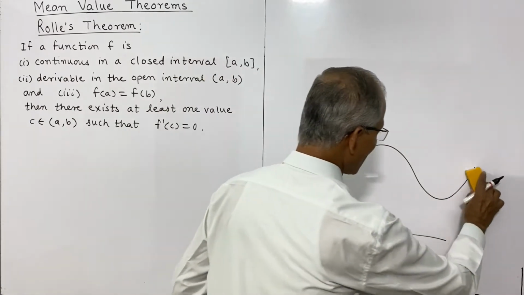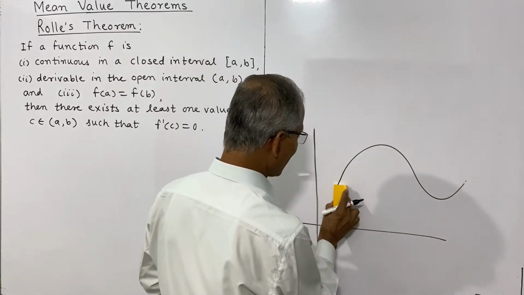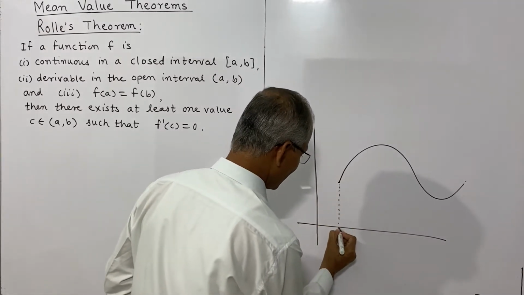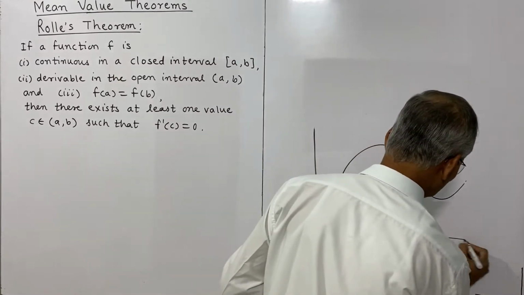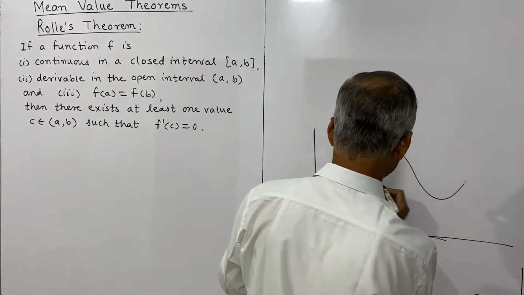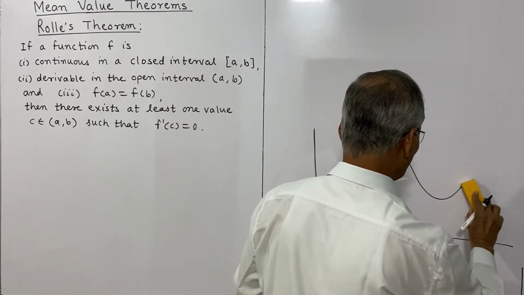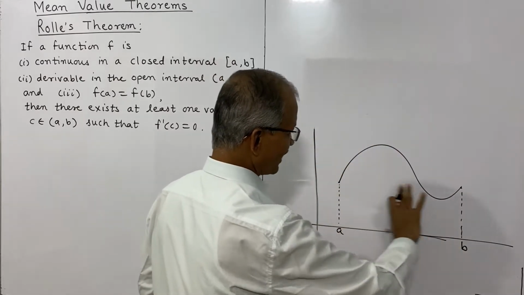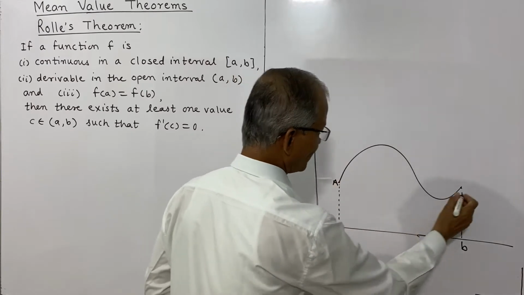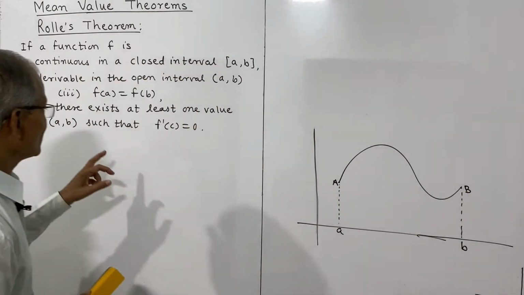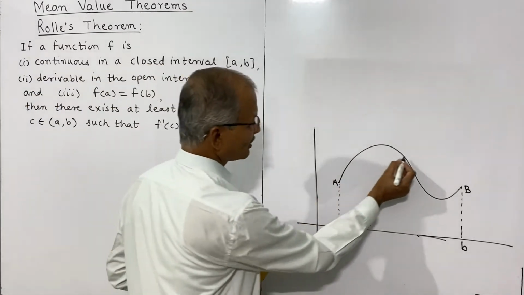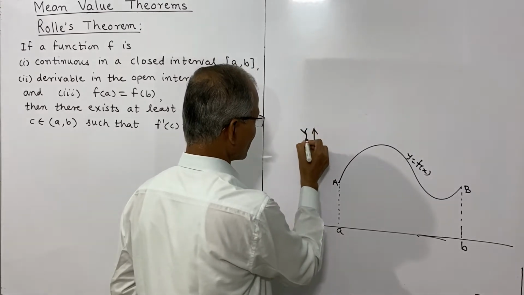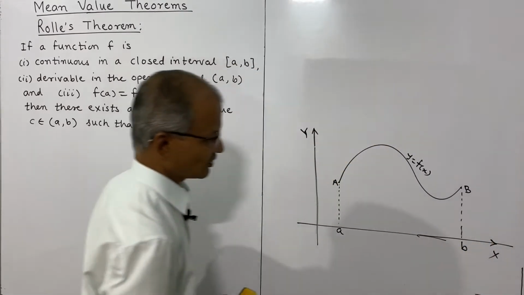So that means if we consider the ordinates, f of a will be the ordinate. If we consider this as a, and this must be at the same level, this is b. So these heights at a and b must be equal. That is the meaning of the third condition. This is the function y is equal to f of x. The graph we have considered here, y axis, and this is x axis.